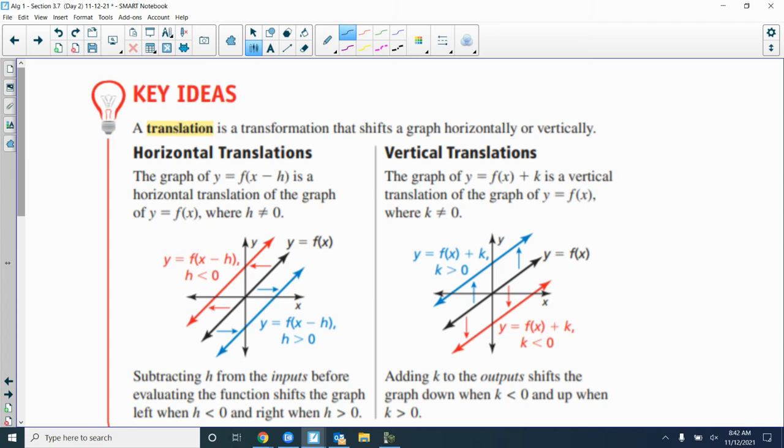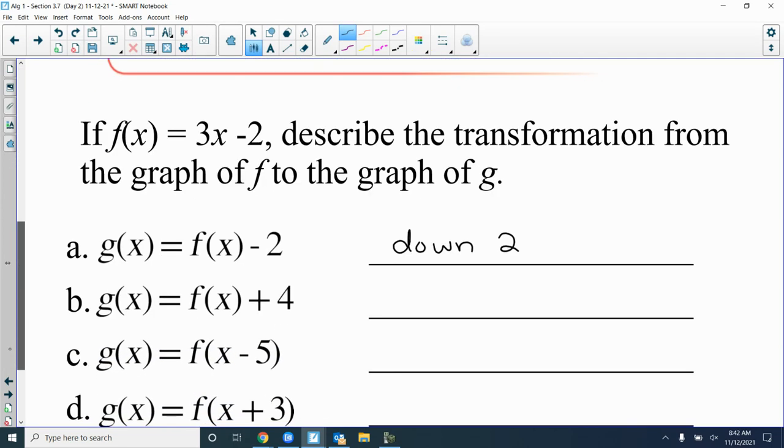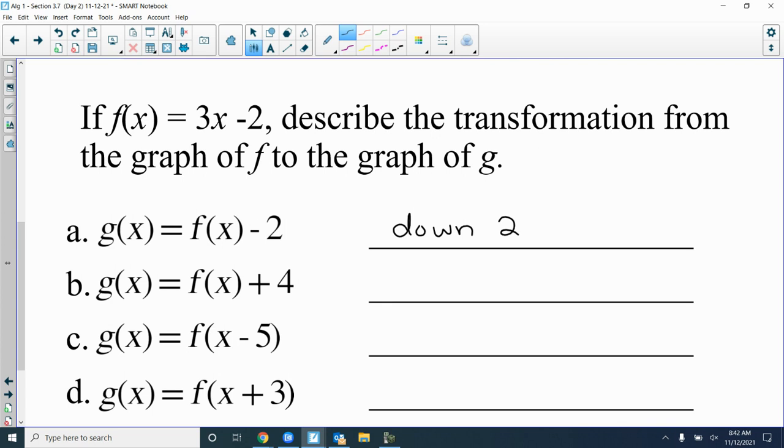Talks about how you do horizontal and vertical translation. So if you got that -2 there on the outside, it's going to go down 2. All right, what about f of x plus 4? Austin, what do you think about that? You know what's going to happen there? It's going to increase by 4.